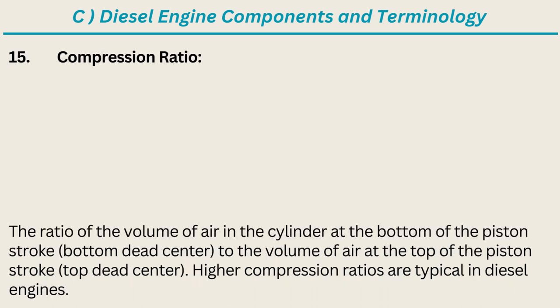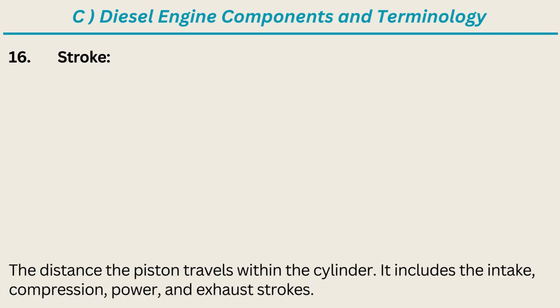15. Compression ratio. The ratio of the volume of air in the cylinder at the bottom of the piston stroke, bottom dead center, to the volume of air at the top of the piston stroke, top dead center. Higher compression ratios are typical in diesel engines. 16. Stroke. The distance the piston travels within the cylinder. It includes the intake, compression, power, and exhaust strokes.